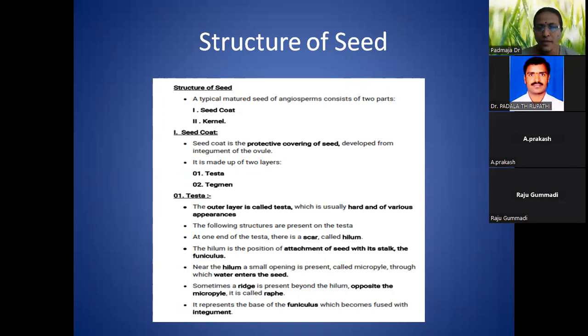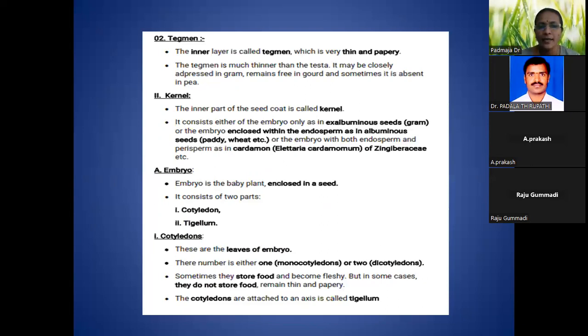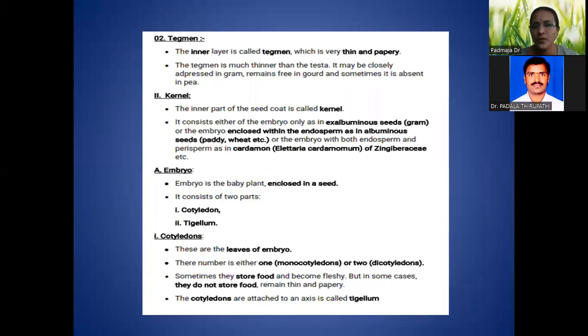seeds at the micropylar end, they are called the raphe. And the tegmen is the inner layer, which is very thin and papery. The tegmen is much thinner than the testa. It may be closely attached in gram, remains free in gourds, and sometimes it is absent in the pea. Pea means the family of the legumes.